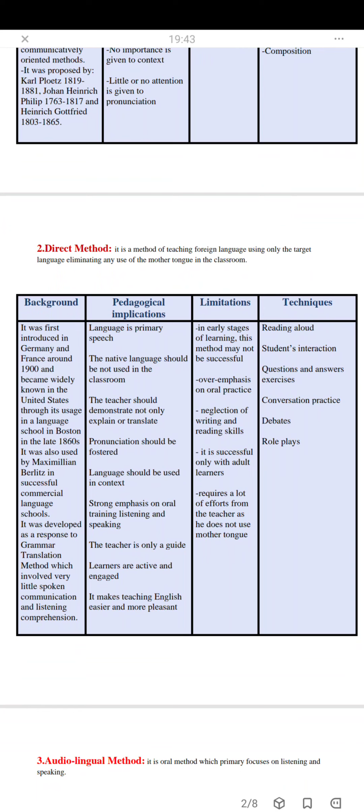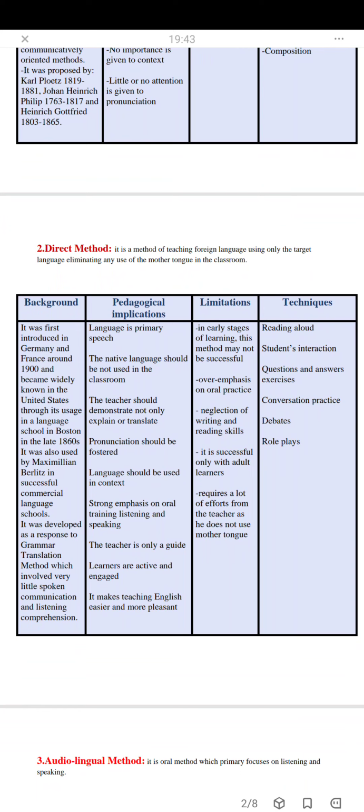The pedagogical implications are: language is primarily speech. The native language should not be used in the classroom. The teacher should demonstrate, not only explain or translate. Pronunciation should be fostered. Language should be used in context. Strong emphasis on oral training, listening and speaking.